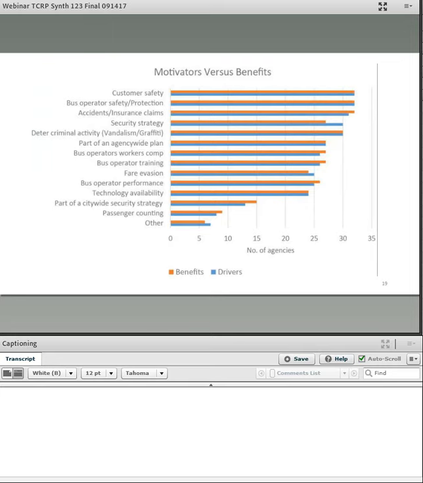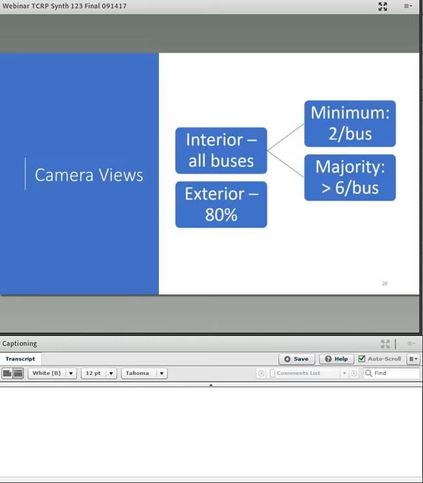However, on the next page, what I like is comparing the motivators with the benefits. Customer safety turned out to be number one, along with bus operator safety and protection. The accident claims became very high, and you can see how they were very consistent with their motivators versus benefits, and they felt as though their money was well spent and the objectives were taken care of.